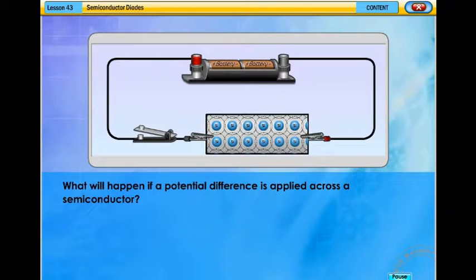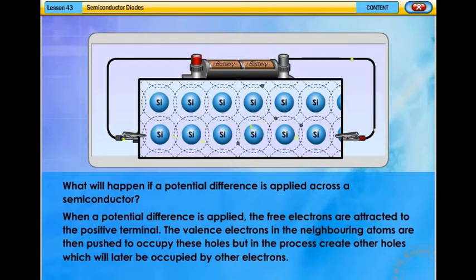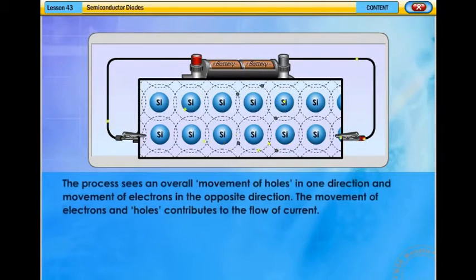What will happen if a potential difference is applied across a semiconductor? When a potential difference is applied, the free electrons are attracted to the positive terminal. The valence electrons in the neighboring atoms are then pushed to occupy these holes, but in the process, create other holes which will later be occupied by other electrons. The process sees an overall movement of holes in one direction and movement of electrons in the opposite direction. The movement of electrons and holes contributes to the flow of current.